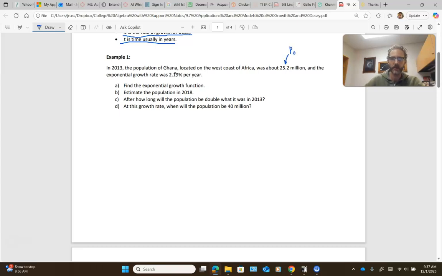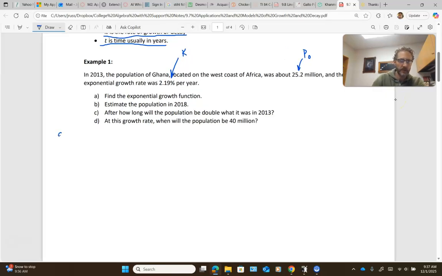So already we can identify this is P naught. This is our initial population, and then the 2.19%, that is our k. That is our growth rate. So it says, part A, we just want to find the exponential growth function. So similar to those problems dealing with compound interest, all part A is prompting us to do is just simply write this as a function of t. So it'll equal P.